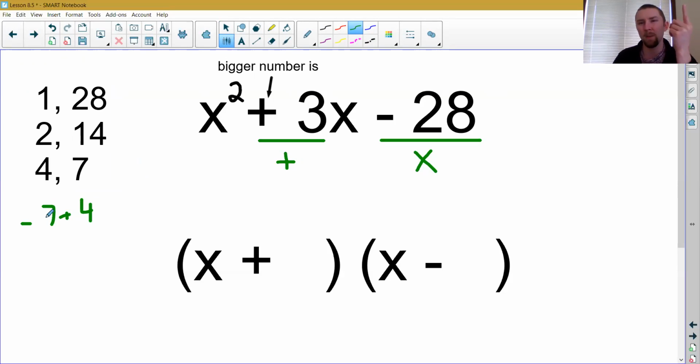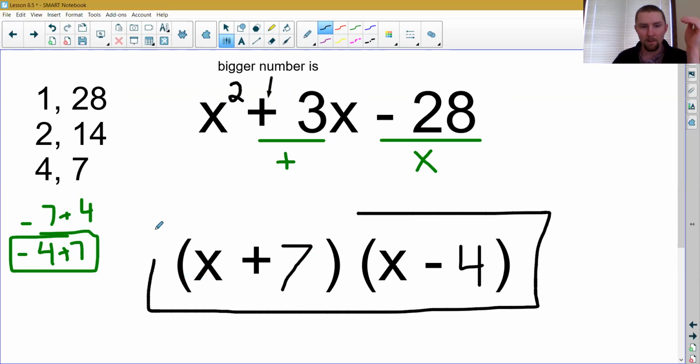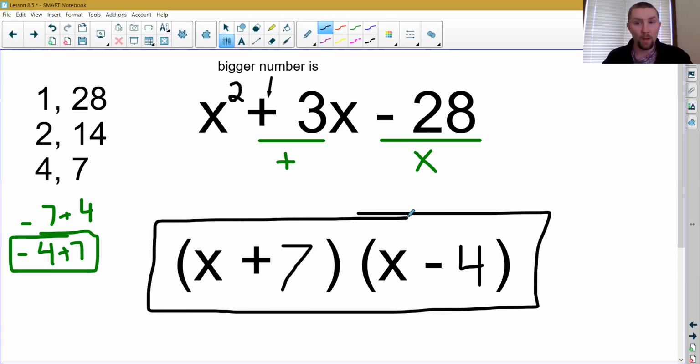Oh, but remember I said the bigger number was supposed to be the positive one. So let's try negative 4 plus 7. Does that equal 3? Yes, it does. Does negative 4 times 7 equal negative 28? Yes, it does. So there's my two numbers, okay? Negative 4, positive 7. So wherever the plus sign is, I will put the 7 because that's the positive one. And wherever the minus sign is, I'll put the 4. Okay, and this then is my factored form, right? So you can see how the questions we ask get a little more complicated when we have a negative sign, okay? Let's do another example of that one.